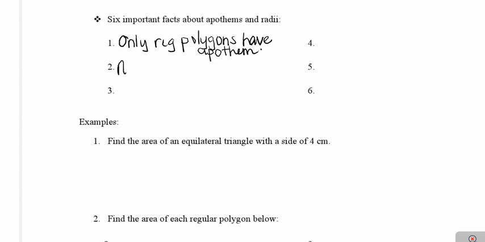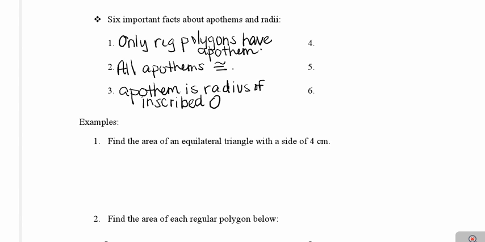All apothems of regular polygons are congruent. The apothem is the radius of the circle that is inscribed in the polygon. So what I mean by that is if we have our regular polygon, so let's just say we have this equilateral triangle, and then we were to inscribe a circle inside of it, and then to draw the apothem, notice that the apothem is the radius of the circle that is inscribed in it.